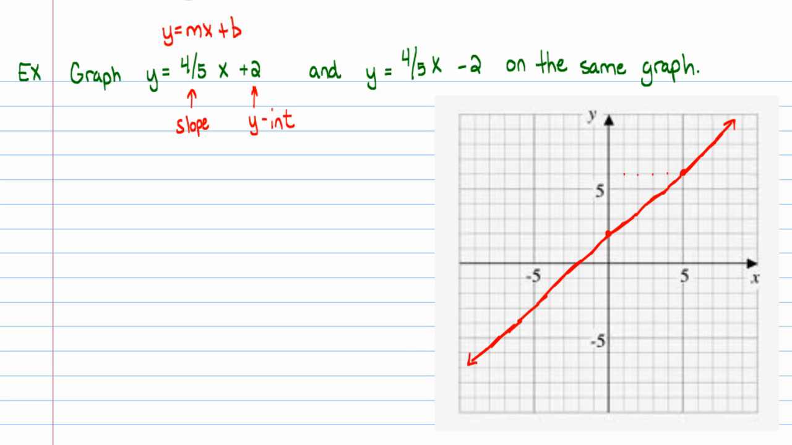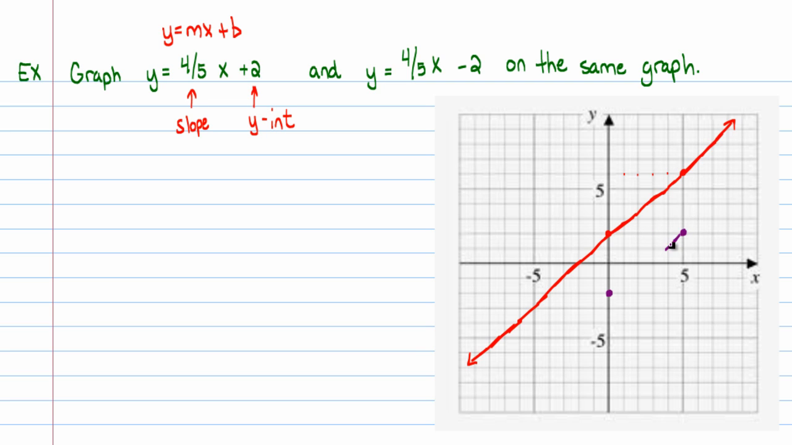And then I'll choose another color for the second line here. The second line is y equals 4/5 x minus 2. Again, that minus 2 there is our y-intercept. And we'll use the slope, which is 4/5, to find the next point on this purple line. So up 1, 2, 3, 4, and over 1, 2, 3, 4, 5.